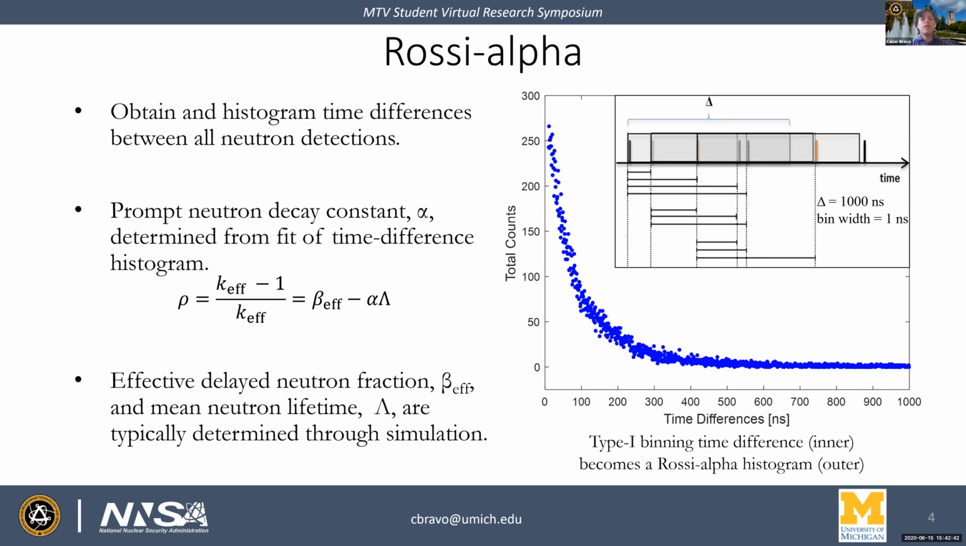From this larger plot, the prompt neutron decay constant alpha can be fitted using a double exponential, in particular for our work. Using the equation shown here, we can relate the effective delayed neutron fraction and the mean neutron lifetime to the k-effective and reactivity. The effective delayed neutron fraction beta effective and mean neutron lifetime lambda are typically determined through simulation, however.